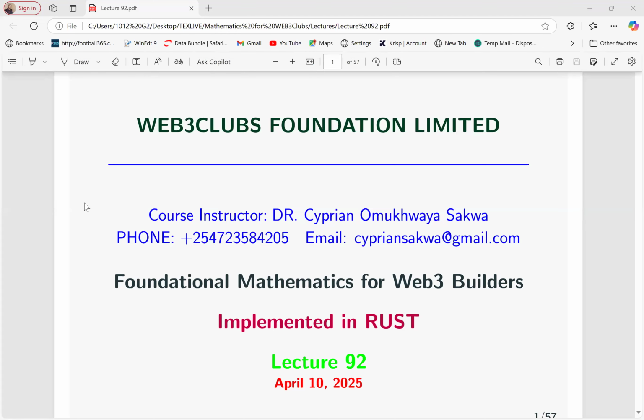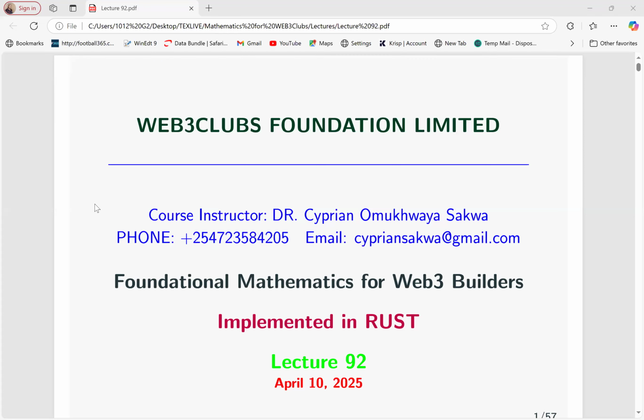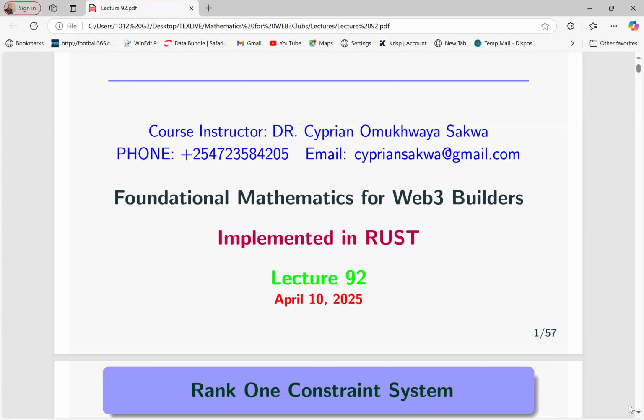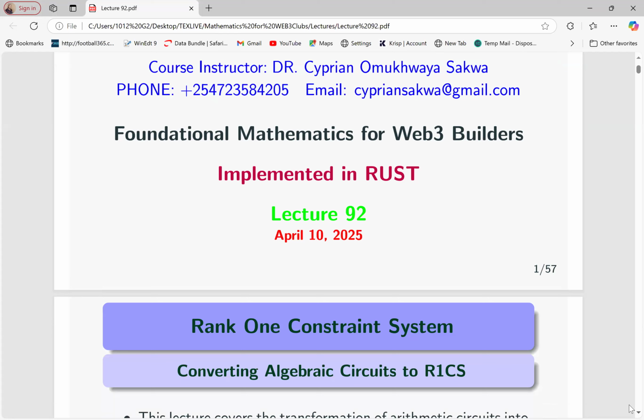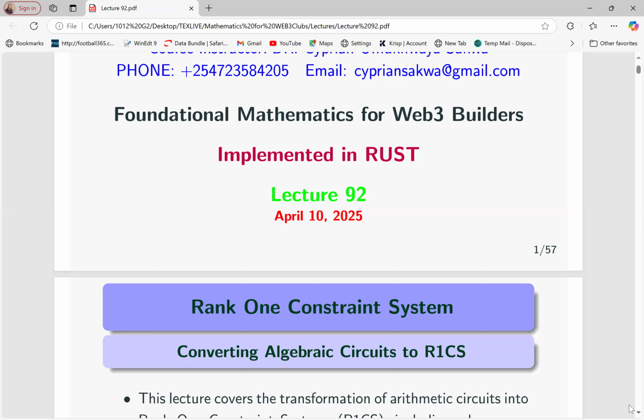Okay, so I want us to revisit what we did last time so that we are familiar with what we are doing as we progress forward. We begin with the rank 1 constraints. Of course, we had learned how to write algebraic circuits. So what we'll be doing now is just converting the algebraic circuits to rank 1 constraint systems.